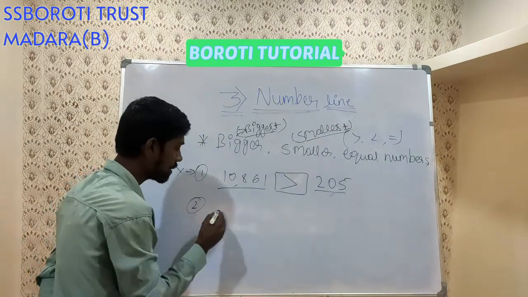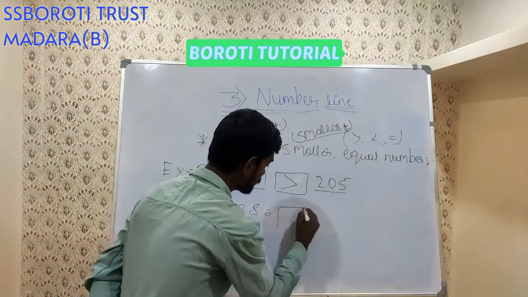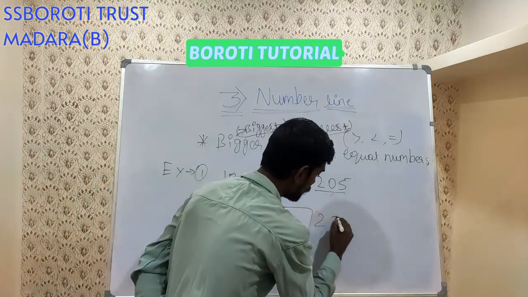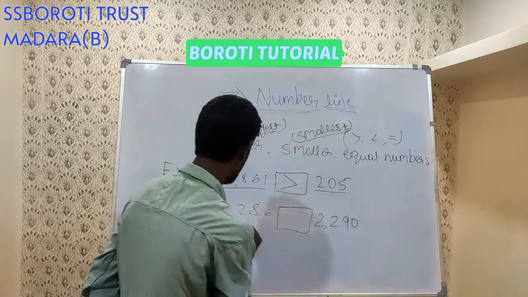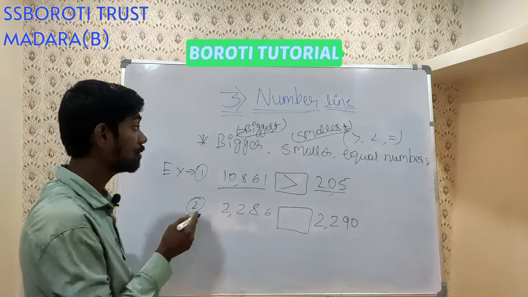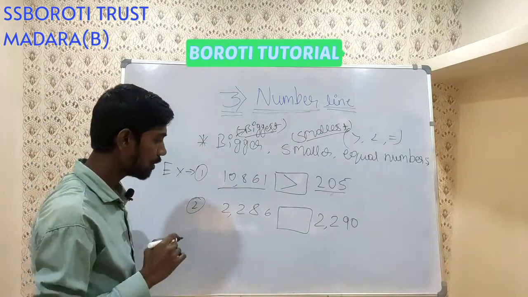If you take the other example, 2,286 and 2,290, if you take it like this, how do we find which number is the bigger number or which number is the smaller number? While finding this, what do you have to do?